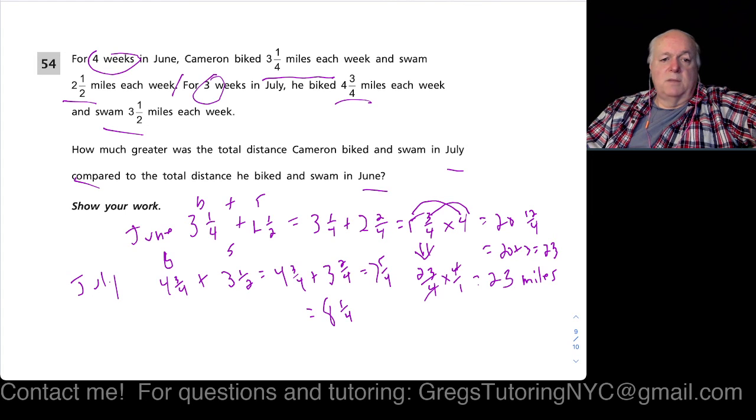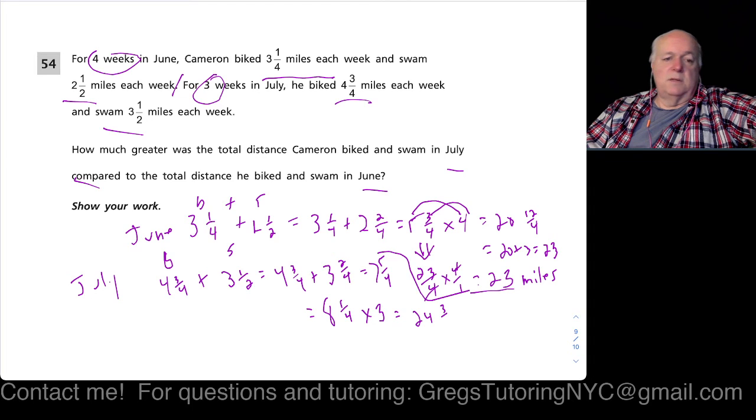So now we're going to multiply this by 3. We can do it both the same way again. 8 times 3 is 24. And then 1/4 times 3 is 3/4. And that's it. We're done.